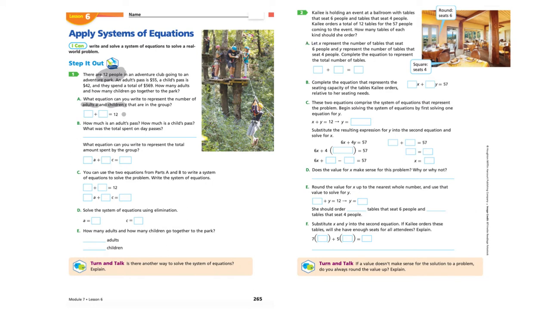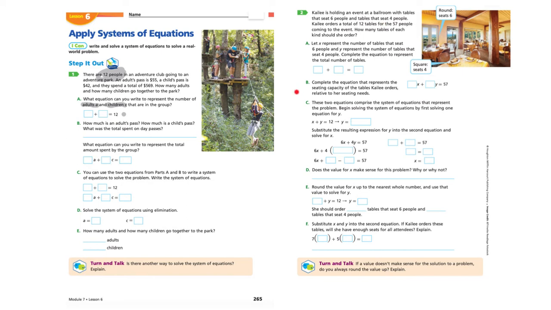Let X represent the number of tables that seat 6 and Y represent the number of tables that seat 4. So that gives you information. How are you going to write this equation? You want to write an equation to represent the total number of tables, which they tell you is 12.